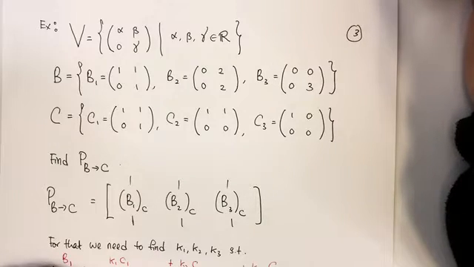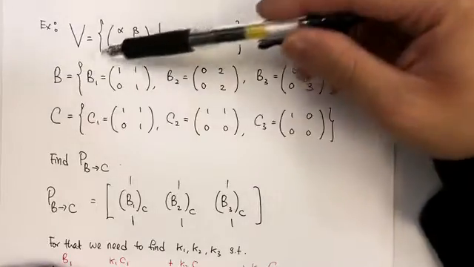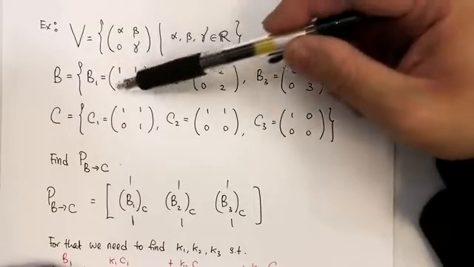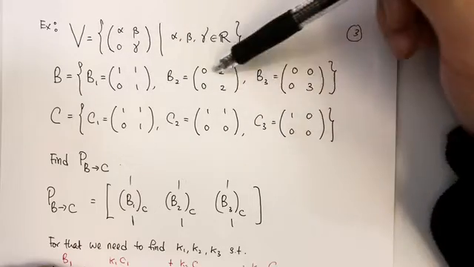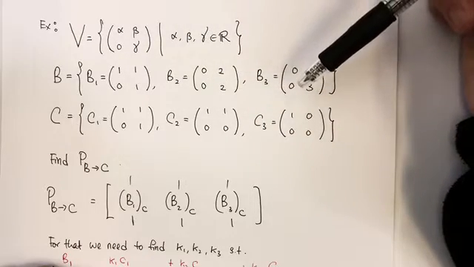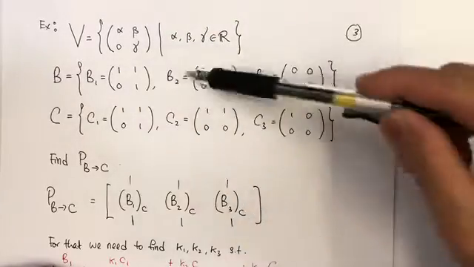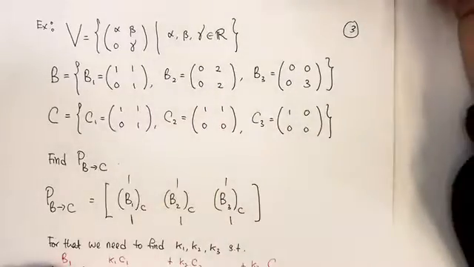But instead of working with the standard basis, we are given two different bases, B and C. So B1, this vector here, is a 2x2 matrix of this form, and you have B2, you have B3, so we have three different vectors. Our vectors in this case are 2x2 matrices. These are the vectors for basis B. These are the vectors for basis C.